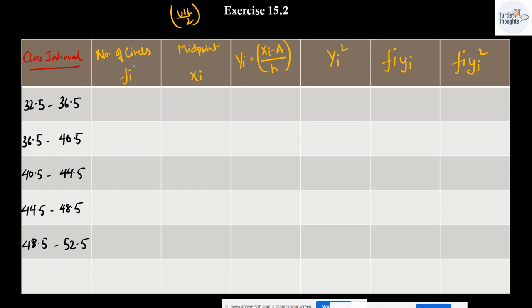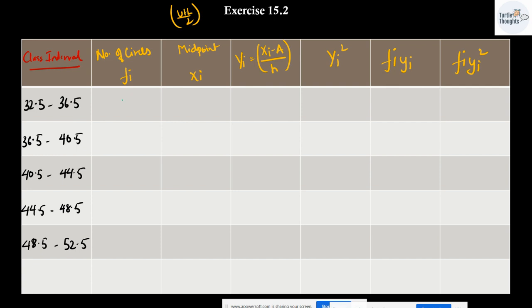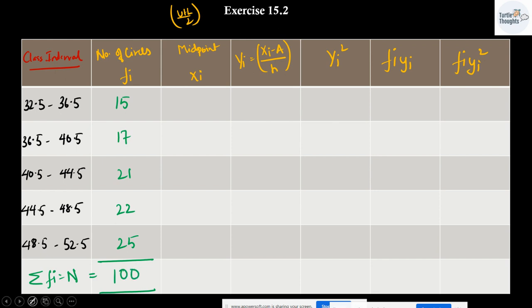Next, let me make a note of fi as well. fi is going to be 15, 17, 21, 22, and 25. I can write the value of summation of fi, which is going to be equal to n, which is going to be equal to the addition of all these numbers. So it is going to be 25, 25 and 21, 21, 70, 71, 71 and 17, 85, 85 plus 15 is going to be 100. The value of n I have got as 100.